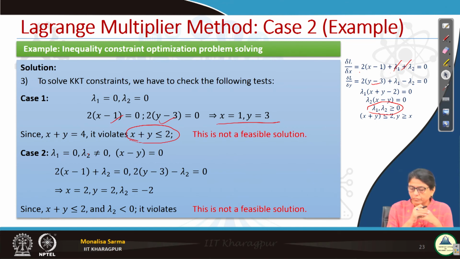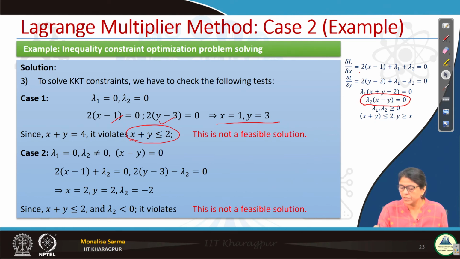Okay. If my lambda 2 is not equal to 0, first look here. If lambda 2 is not equal to 0, you see this equation. If lambda 2 is not equal to 0, then definitely x minus y is equal to 0, isn't it? So, if x minus y is equal to 0, from this what will I get? X is equal to y, I got it.